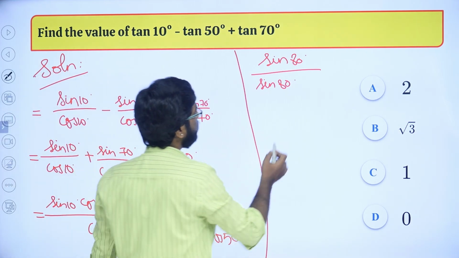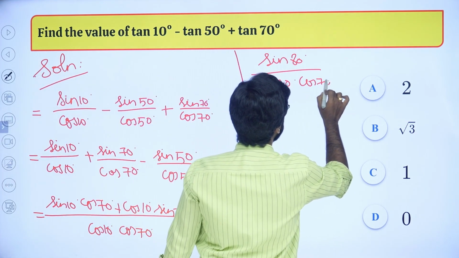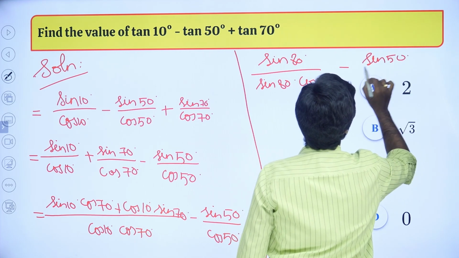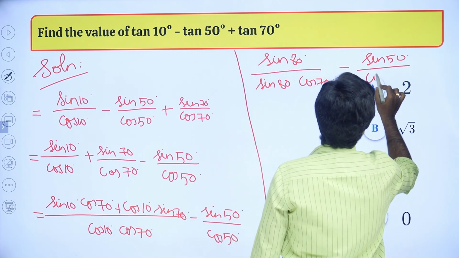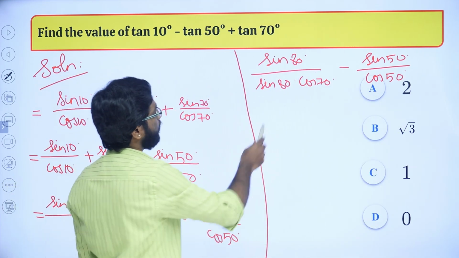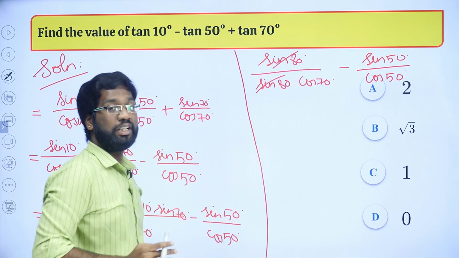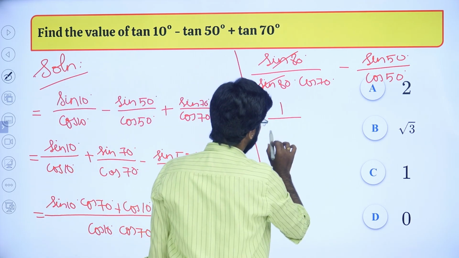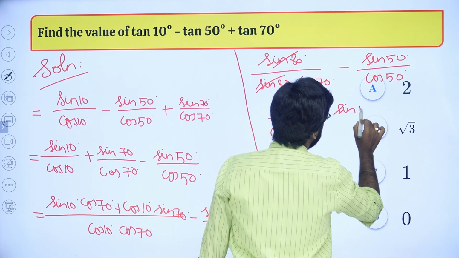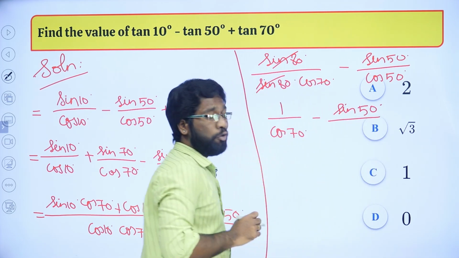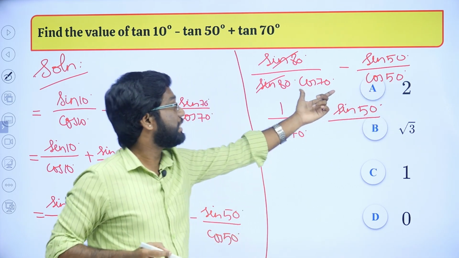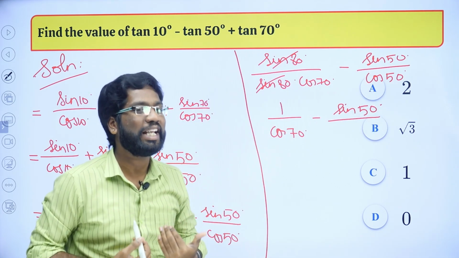So we have sin 80 degree into cos 70 degree, my dear students, minus sin 50 degree divided by cos 50 degree. Okay, fine. Now what do we have to do? Now we can cancel it out, and the remaining term we get is cos 70 degree minus sin 50 degree over cos 50. Now I am going to convert this cos 50 into sin 40 degree, for my convenience.